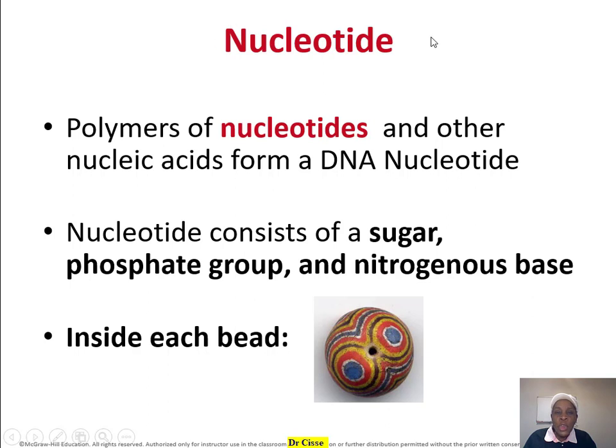So what is the nucleotide? It is the bead, right? Many nucleotides, it means polymers of nucleotides, just means many nucleotides together, right? And other nucleic acids form the DNA molecule. So we have stuff between, of course, the beads, but many beads, many nucleotides together form the DNA. Now, what is this bead made of? What is the nucleotide made of? If you open this nucleotide, you will see that it's made of sugar, phosphate group, and nitrogenous base. Sugar, phosphate group, and nitrogenous base. That will be this bead.